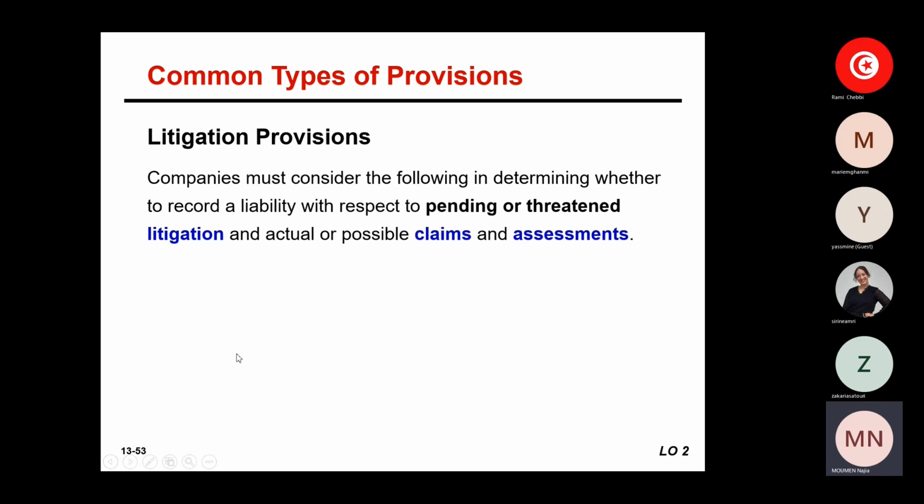Okay, so let's see, as I said, in details, these common types of provisions and what will be the accounting treatment. Okay, so starting here with the litigation provisions. So companies must consider the following in determining whether to record a liability with respect to pending or threatening litigation and actual possible claims and assessment.